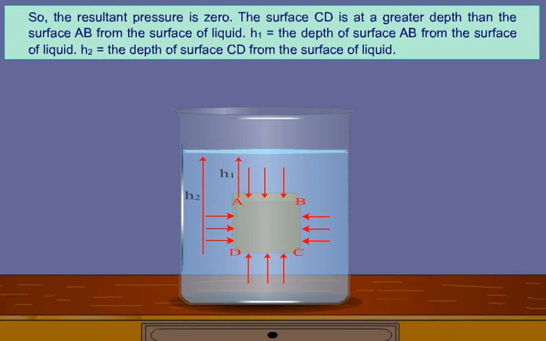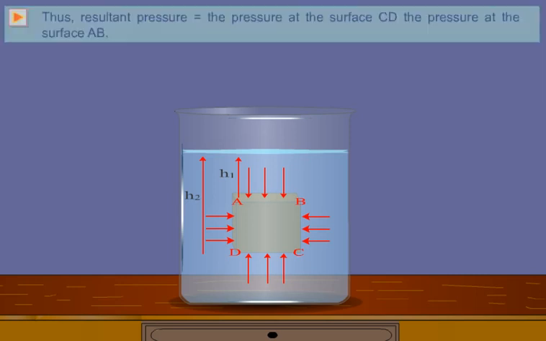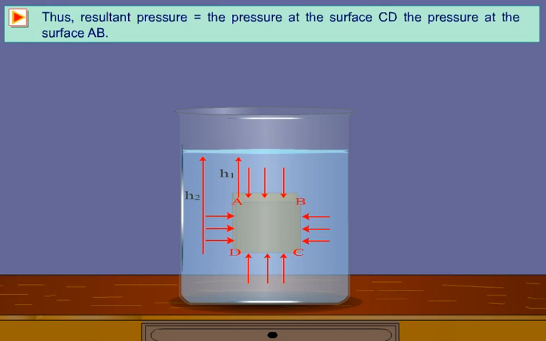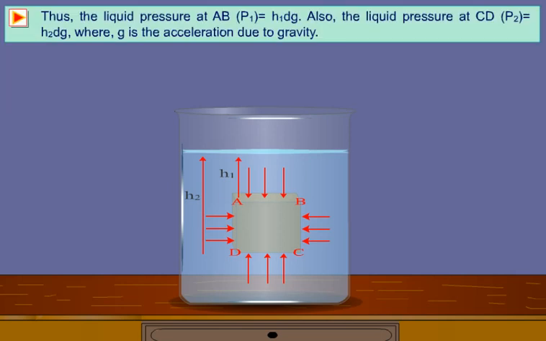H1 is equal to the depth of surface AB from the surface of the liquid. H2 is equal to the depth of surface CD from the surface of the liquid. Thus, the resultant pressure is equal to the pressure at the surface CD minus the pressure at the surface AB. The liquid pressure at AB, denoted by P1, is equal to H1 dg. Also, the liquid pressure at CD, denoted by P2, is equal to H2 dg, where g is the acceleration due to gravity.